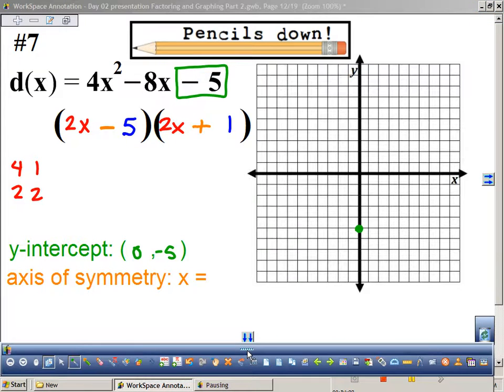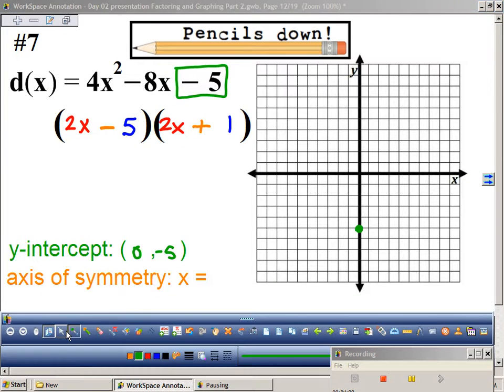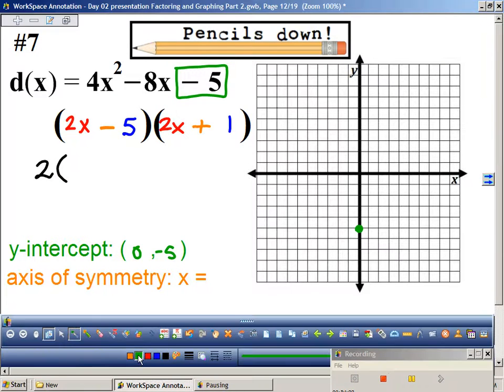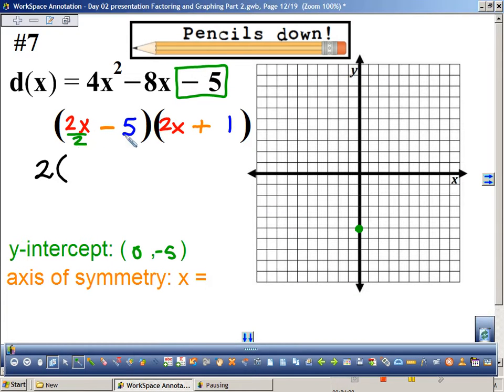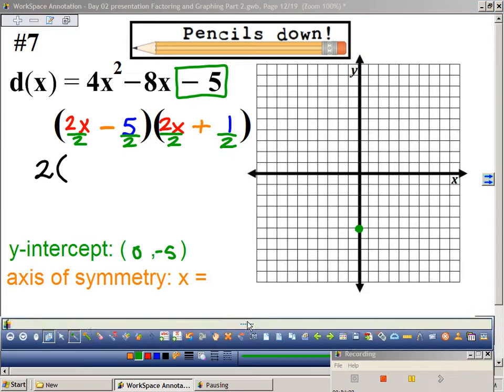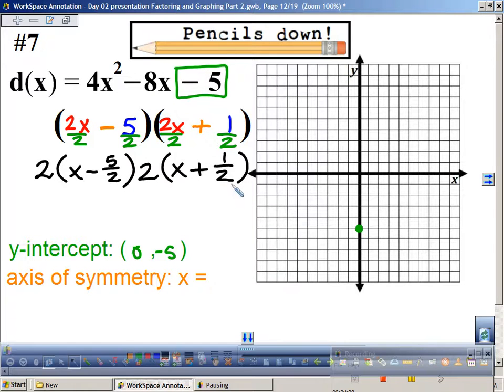So if I want to find the zeros, wouldn't I just factor out a 2? Because I don't want 2 x's, I only want 1 x. So I need to take that 2 away. How do we take the 2 away, guys? Divide it by 2. And so I've got to divide this one by 2, and it looks like I'm going to have to divide this one by 2 as well, right? And I'm going to have to divide this one by 2. So I'm going to end up with x minus 5/2 and x plus 1/2.